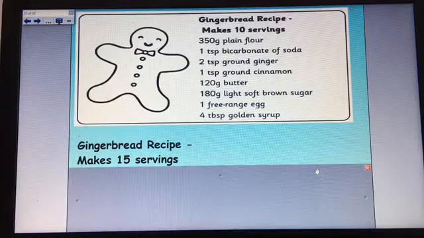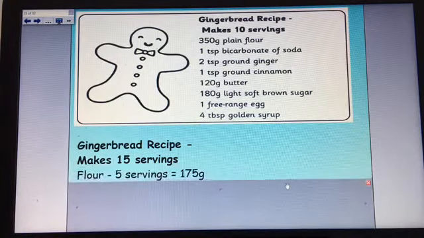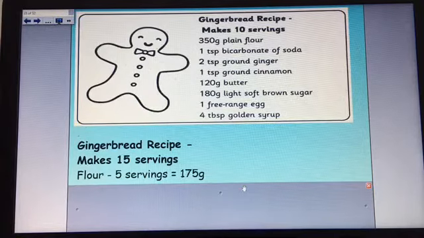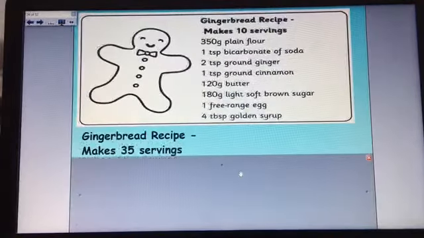So I'm going to work out how much ingredients I need for 5 servings, because I know I can then multiply that up because 5 goes into 15. So to work out 5 servings, hopefully you've worked out that you need to half each of these amounts. So let's have a look at flour. So for 5 servings, it would be 175 grams, because 350 divided by 2 or 350 halved is 175. So I know that 5 times 3 makes 15, so I've then got to multiply this 175 by 3. To make 525 grams.